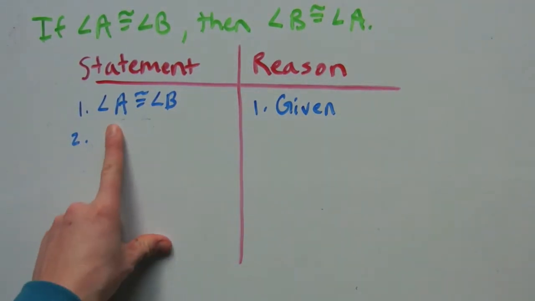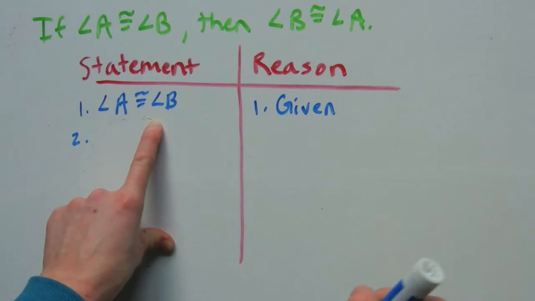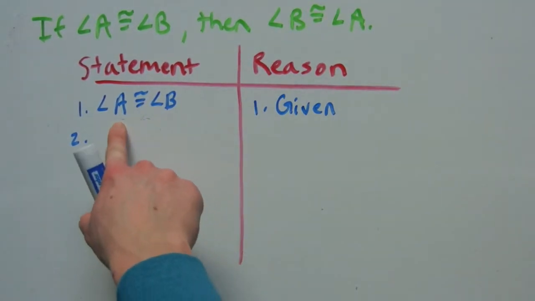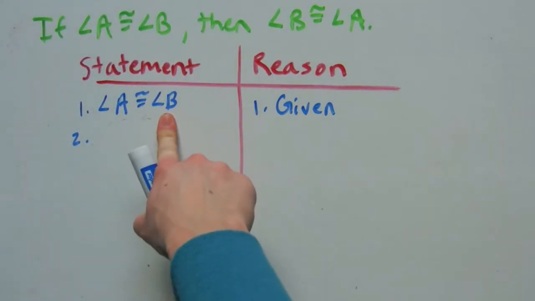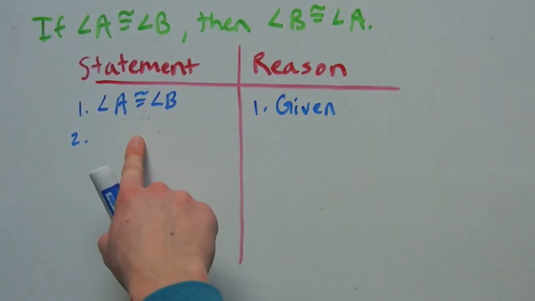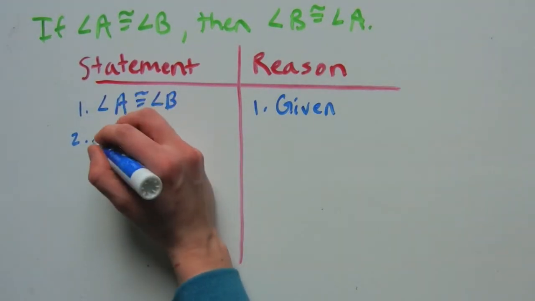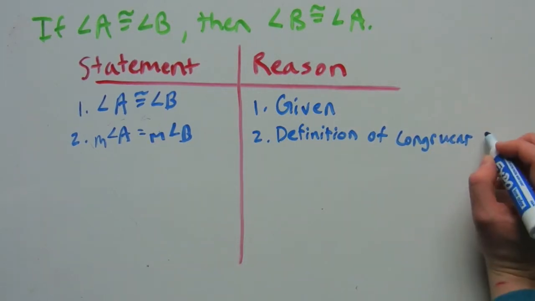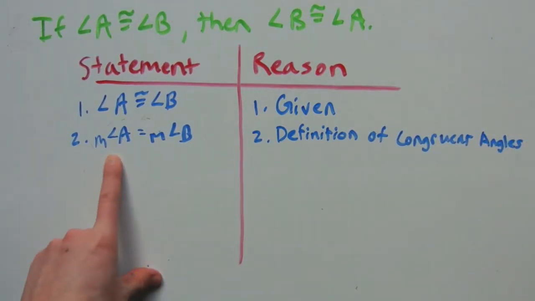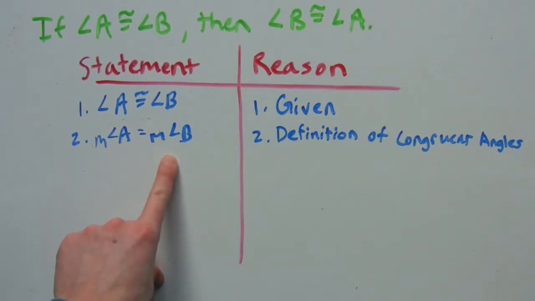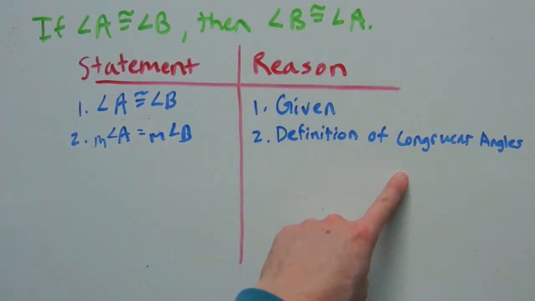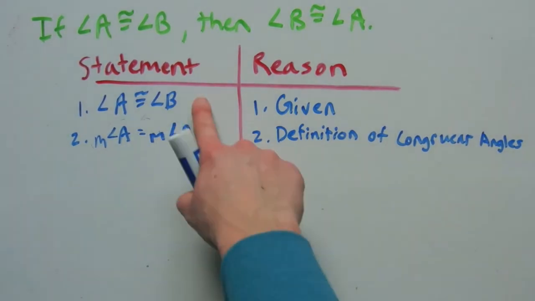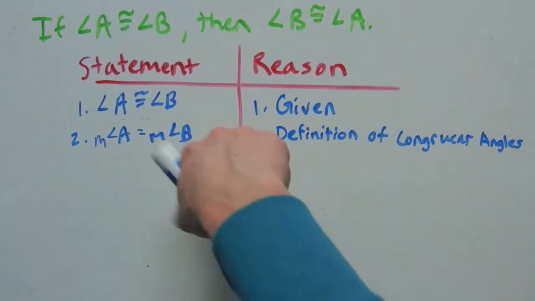Our next step, we want to convert these angles into real numbers so that we can use the symmetric property of equality. But we know that if angle A is congruent to angle B, then the measures of the angles are equal. So the measure of angle A equals the measure of angle B, and that's by the definition of congruent angles, because the definition states that two angles that are congruent are also equal in measure.